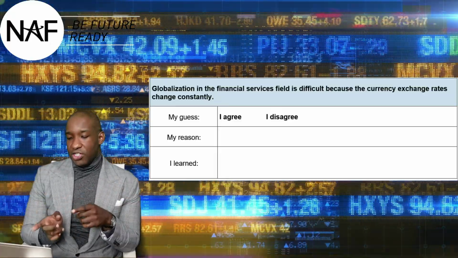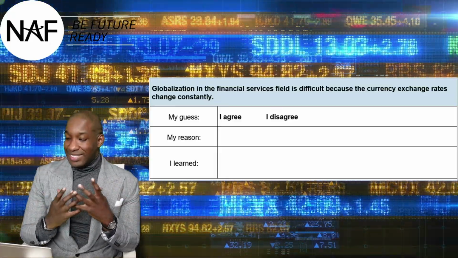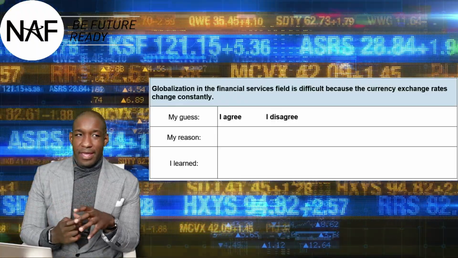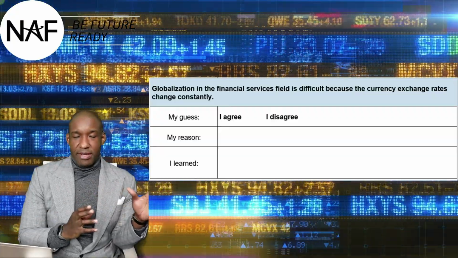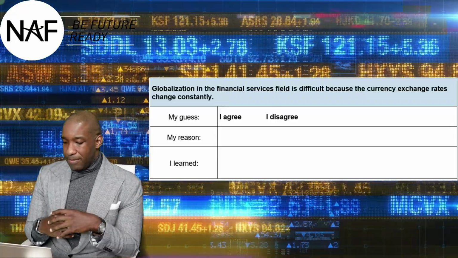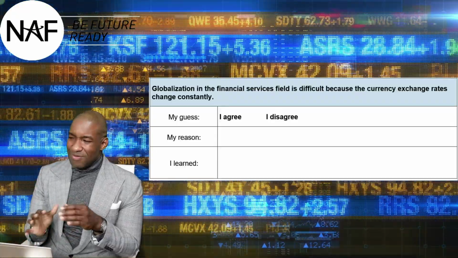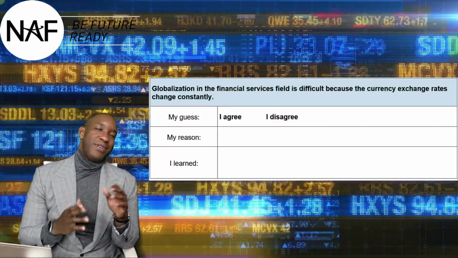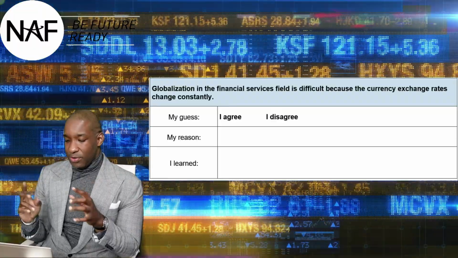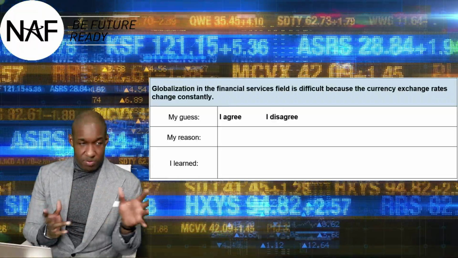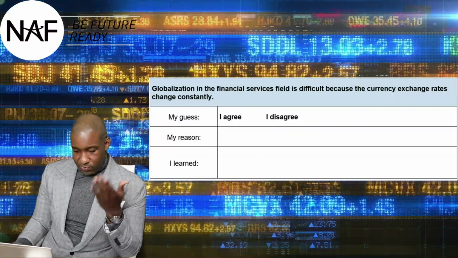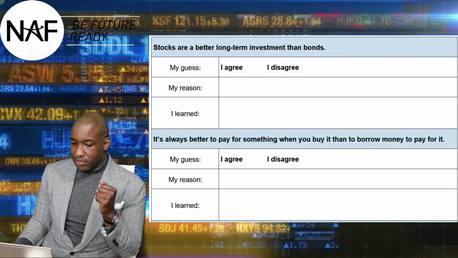Globalization in the financial services field is difficult because the currency exchange rates change constantly. Now, I was going to go into talking about that, but obviously time ran out. We were running low on time, and it wasn't the time to go into it at that point. We're going to be discussing that later on in the course. So right now, you just need to guess whether you agree or disagree, and your reason. You'll have done this by the time you see this video, and then we'll discuss the what you've learned part afterwards.